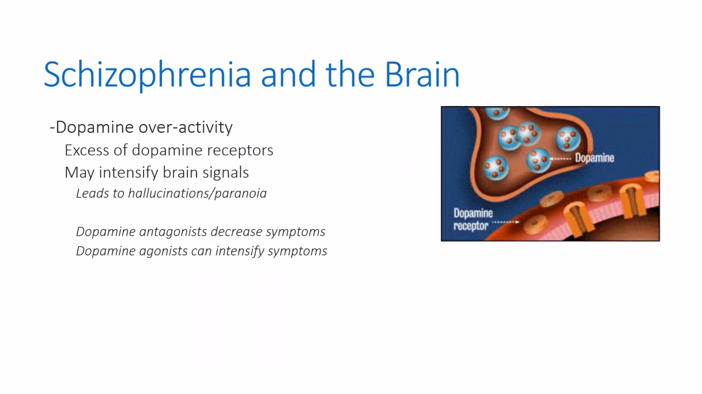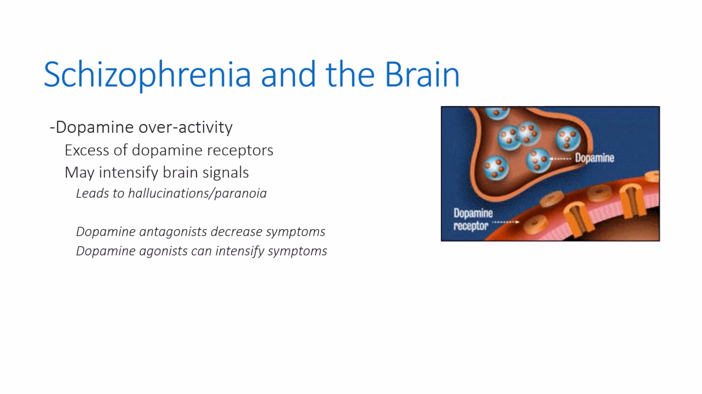We know that communication between regions of the brain rely on neurotransmitters or chemical messengers. One possible biological mechanism that underlies schizophrenia is the overactivity of one particular neurotransmitter, dopamine. Support for the dopamine hypothesis comes from the effects of drugs that impact dopamine activity in the brain.